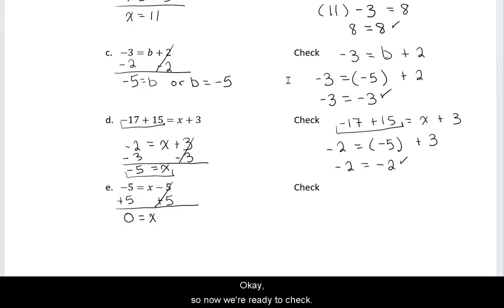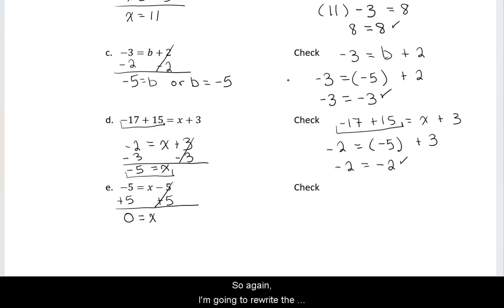Okay, so now we're ready to check. And the reason that this might feel a little bit unique is that we don't often end up with 0 in our answer. But this problem is a good illustration that, in fact, 0 can be your answer sometimes, and it's absolutely fine. But like all other answers, we want to go ahead and check them.